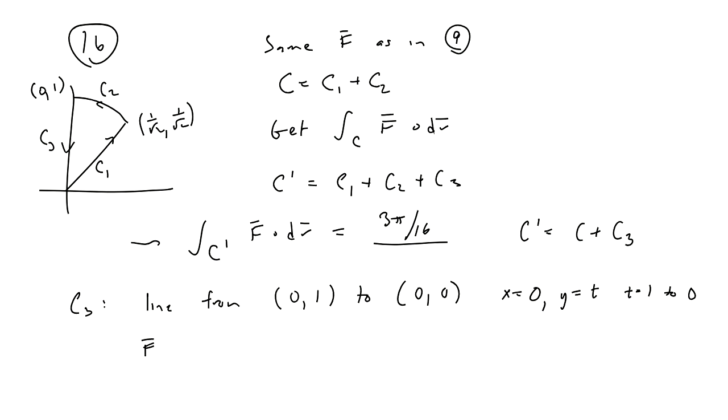So we get our usual thing. Plug that into our function, which was the x to the 5th minus y cubed. So put in y equals t and x equals 0.